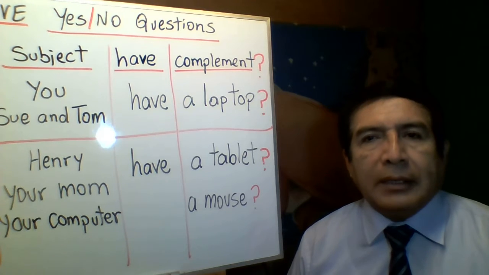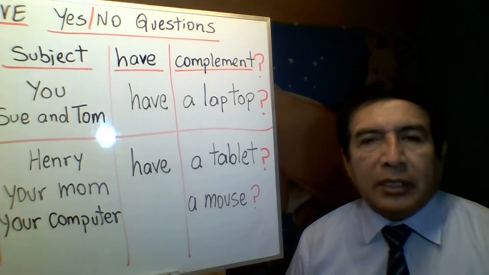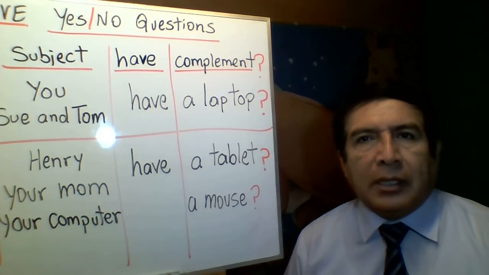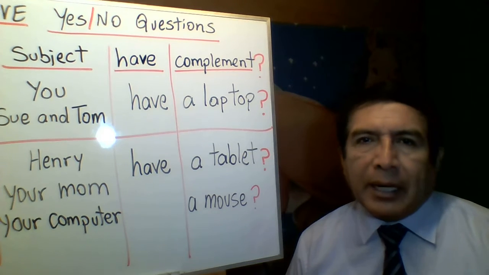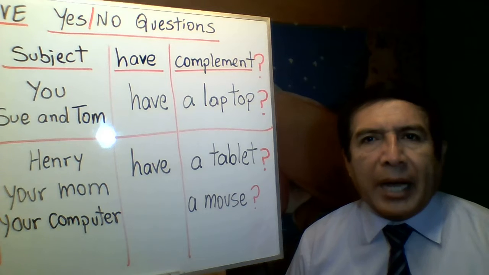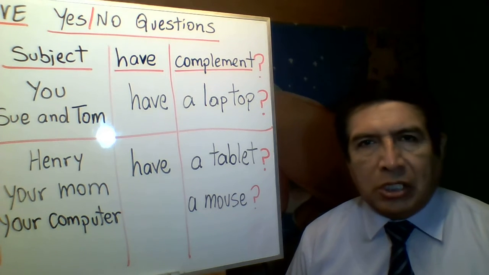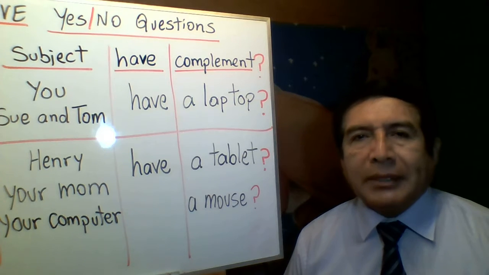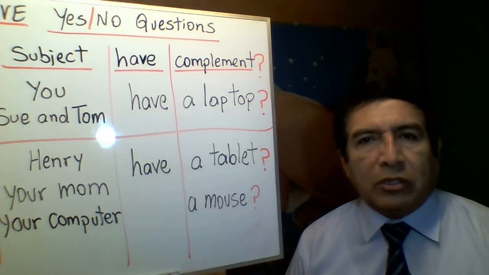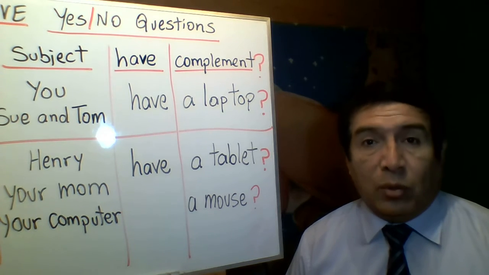Today the class is about yes/no questions for the verb have. As you can see, in the last class we were talking about the use of have and has. Have for the subjects I, you, we, they, and has for he, she, or it. Today we have yes/no questions. In a yes/no question, the answer is yes or no. That's why the name is yes/no question.